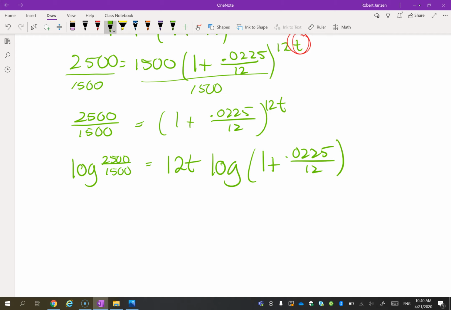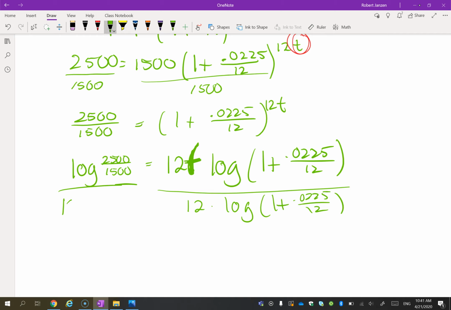So how do I get t by itself? Well, let's highlight where is the t. Here's the t. I want it by itself. So what I'm going to do is divide by 12 times log 1 plus 0.0225 over 12. So divide both sides by that. Now that looks a little bit cumbersome, and it's going to take you a little bit of practice to be able to put that in your calculator without making a mistake. But let's try it. I'll give you a second to try that.